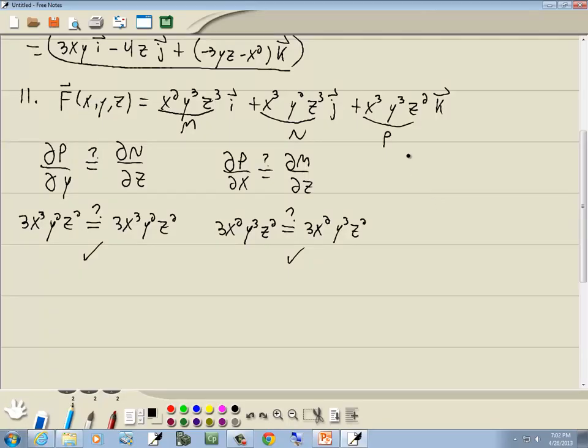And then our last one here, partial of N with respect to x is equal to partial of M with respect to y. Partial of N with respect to x gives us 3x squared y squared z to the third. Partial of M with respect to y gives us 3x squared y squared z to the third. And those match. So yes, it is conservative.